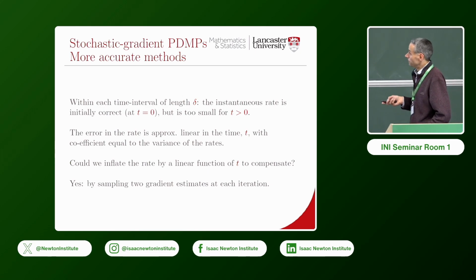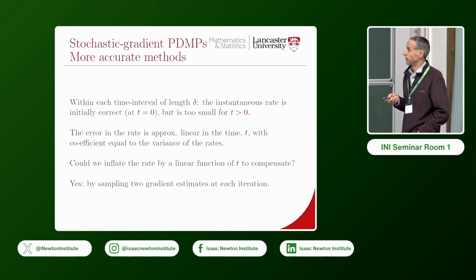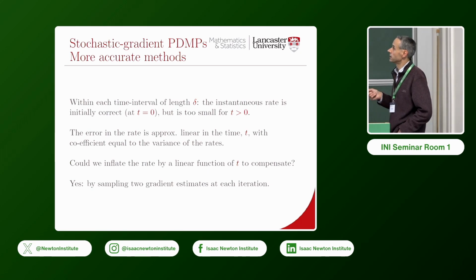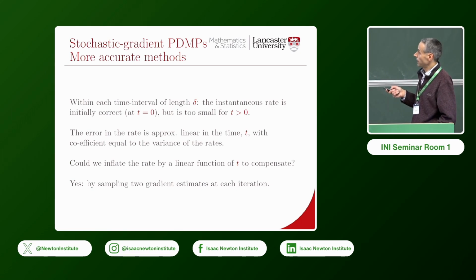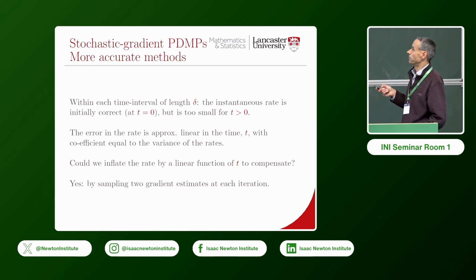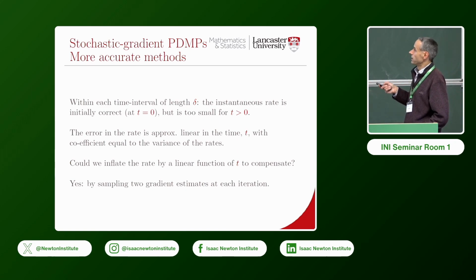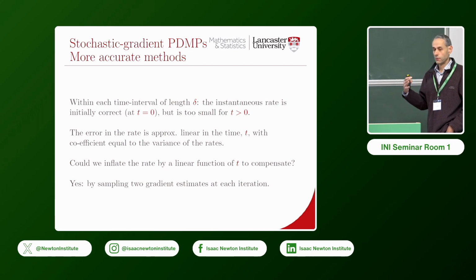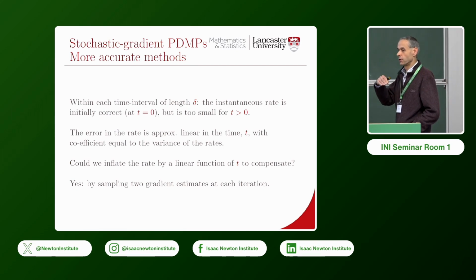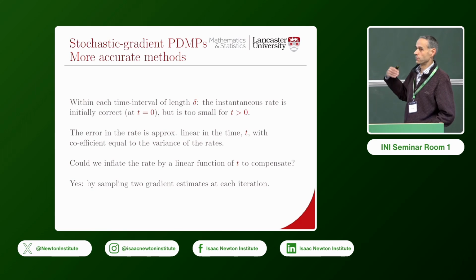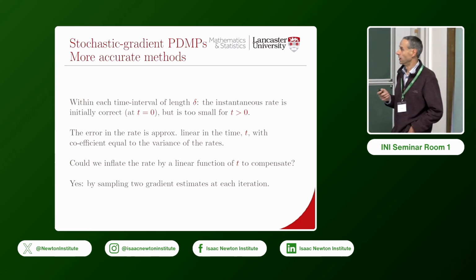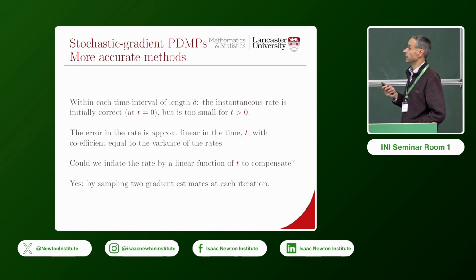Okay, so what I showed with the algorithm I introduced before is that within each time interval of length delta, the instantaneous rate is correct at time 0, but tends to become too small for time t greater than 0. And the error for t greater than 0 comes from two things. One is that the true rates are varying over time, and one comes from this downward bias due to how we're doing the subsampling.